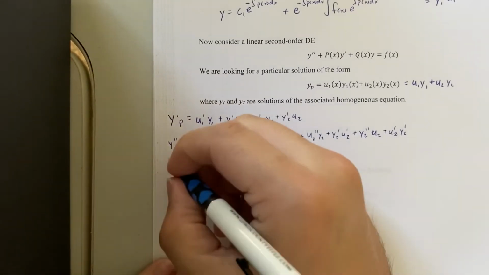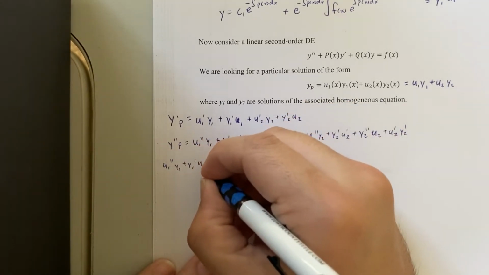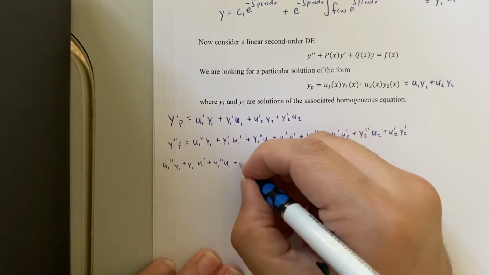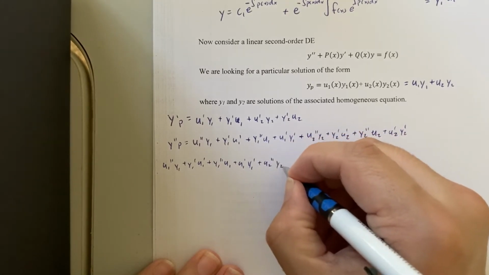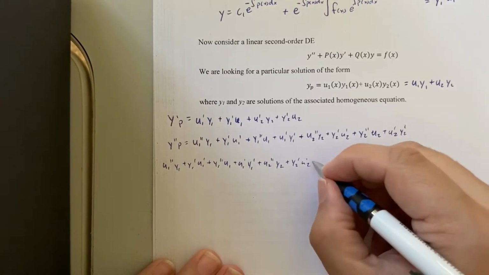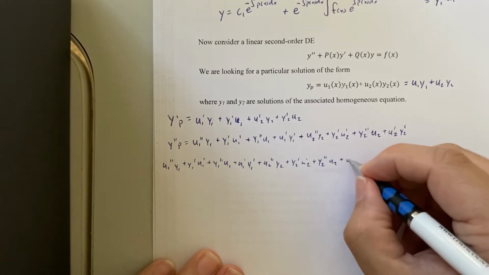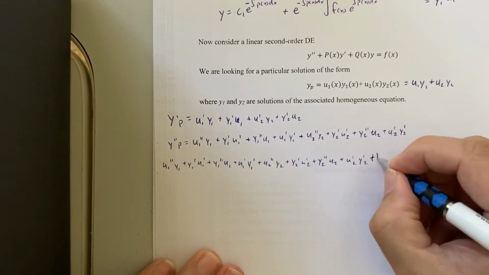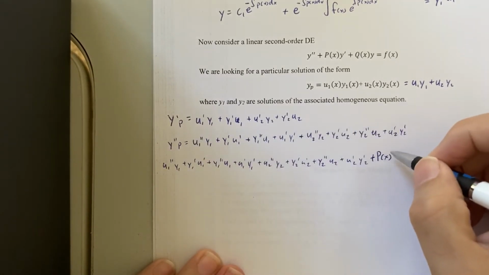So I have u sub 1 double prime y sub 1, plus y sub 1 prime u sub 1 prime, plus y sub 1 double prime u sub 1, plus u sub 1 prime y sub 1 prime, plus u sub 2 double prime y sub 2, plus y sub 2 prime u sub 2 prime, plus y sub 2 double prime u sub 2, plus u sub 2 prime y sub 2 prime, plus p of x times all of this. So I'm going to go ahead and distribute the p of x into that.